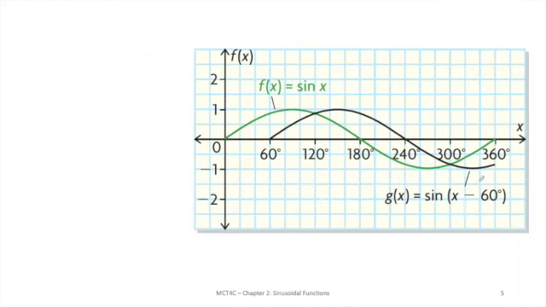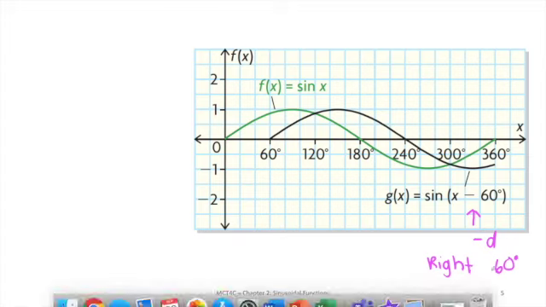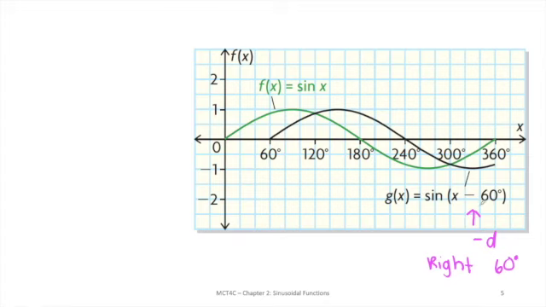We are going to go from sine of x, which is our green graph, to our black graph, which is sine of x minus 60. So you'll notice this time it's in our brackets, so it isn't a d. Our d moves our graph left or right. But remember, because you see a negative sign, we're going to go right 60 degrees. So it's opposite of what you see. You think that you would move left because it's negative, but you're actually moving right.